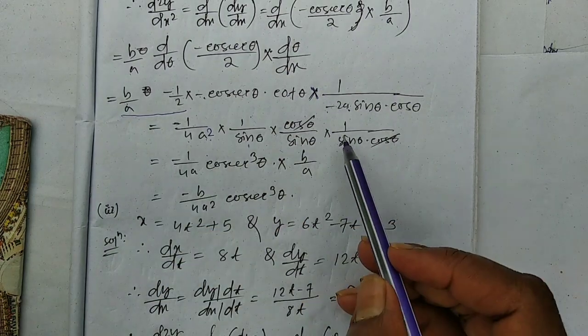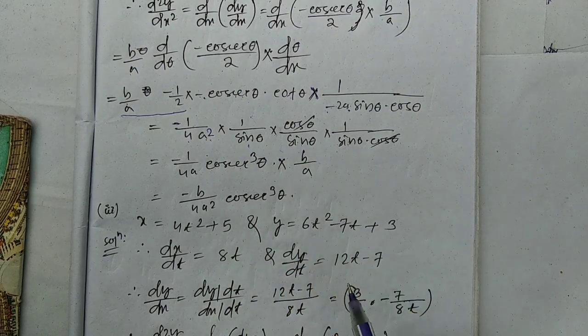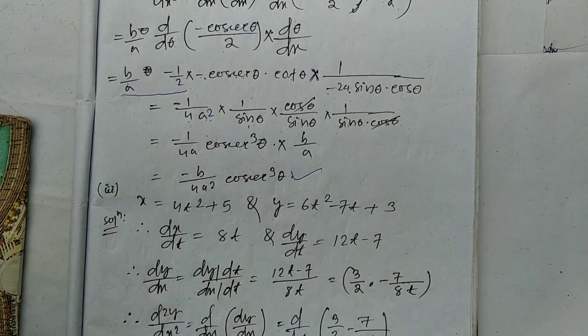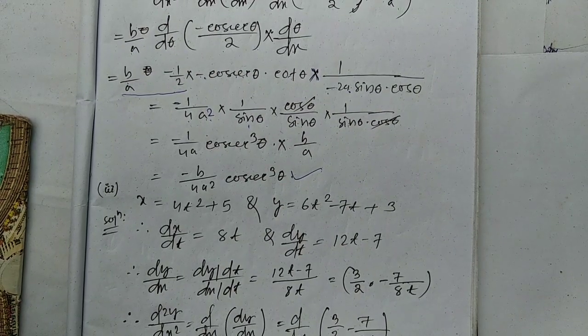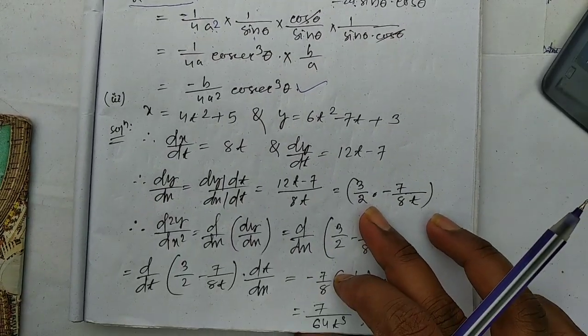Okay, so on simplification, this cos theta will cancel out, sin theta into sin square theta goes off to cosec cube theta. And on simplification, finally we are obtaining minus b by 4a square cosec cube theta. So this is how we will go for second order derivative. Okay, let's solve one more question.